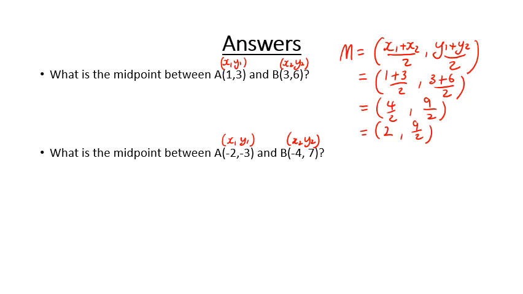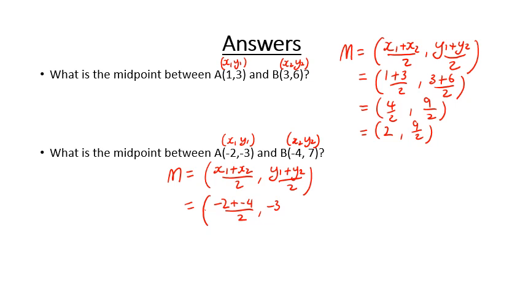In our second question, our midpoint again is x1 plus x2 all over 2 and y1 plus y2 all over 2, which is simply going to give us a value of -2 plus -4 all over 2 and -3 plus 7 all over 2, which is going to be -6 over 2, 4 over 2, which is simply -3, 2.